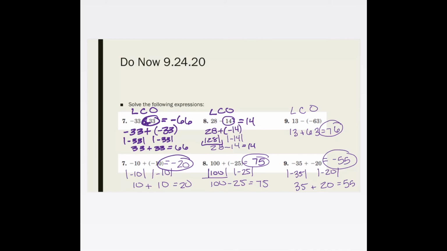For the second number 7, we don't have to use LCO because it's an addition problem. So I just go to the addition part of my flowchart. I find the absolute values. Because they're the same sign, I add them. So I get negative 20. Number 8 is 75. And number 9 is negative 55.